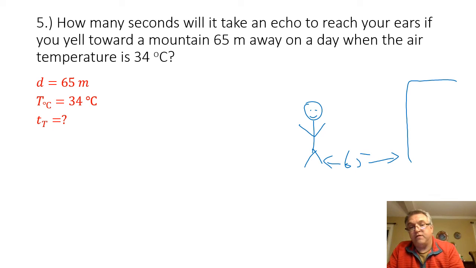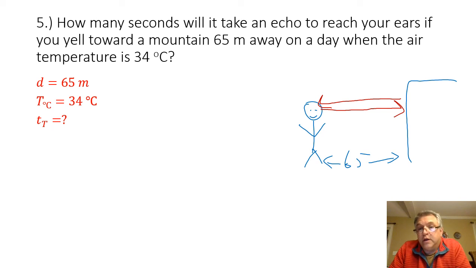But if that is 65 meters, the sound wave is going to have to travel from you to the cliff, which is 65 meters, but then bounce off the cliff and then travel back to your ears. So the distance the sound wave needs to travel is twice the distance between you and the cliff, because it has to go from you to the cliff and then back from the cliff to you. So to get the total distance the sound wave travels, I have to take my distance and multiply that by 2. So 65 meters times 2 is going to be 130 meters. So now I have the total distance.